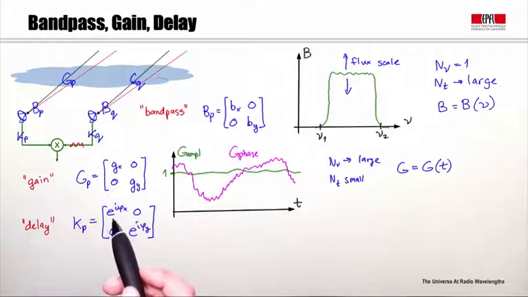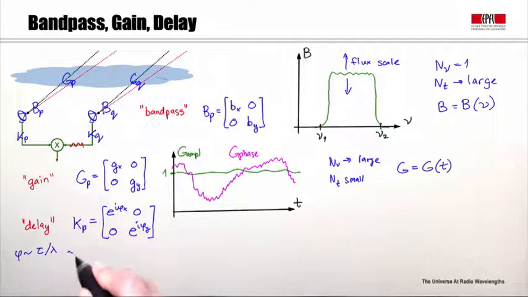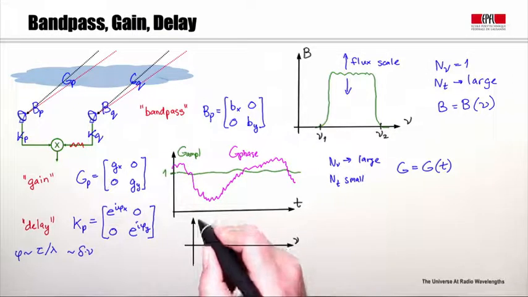It's an exponent of i phi, and this phase phi is given by tau over lambda, where lambda is the wavelength and tau is the extra path that the signal had to travel. Or equivalently, you can give it as delta times nu. So nu is frequency and delta is the delay time. So as a function of frequency, your phase looks like a slope.